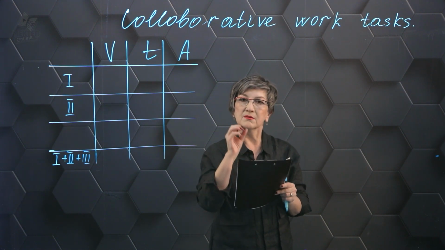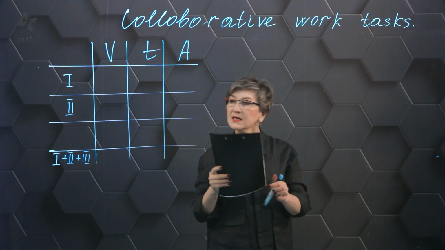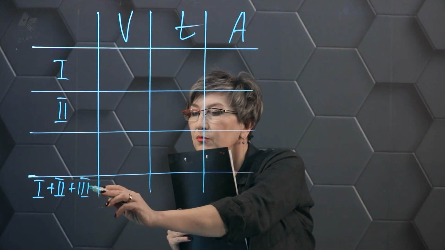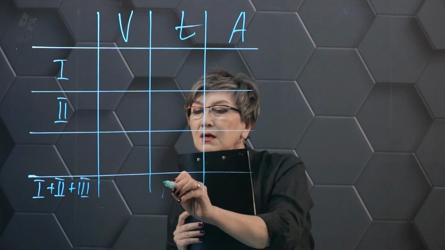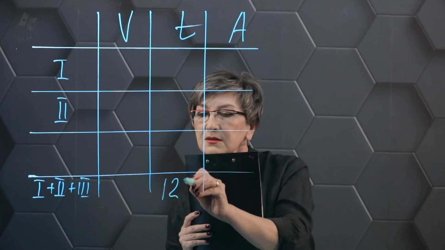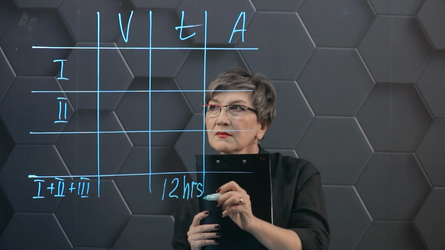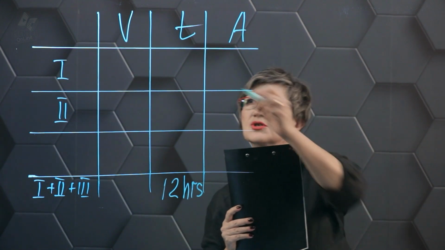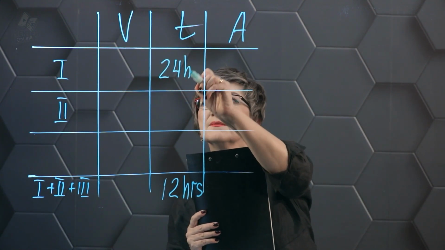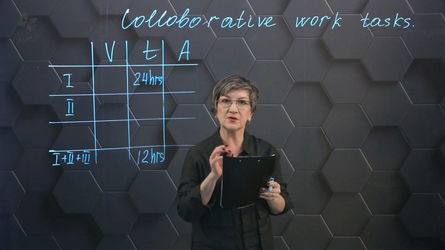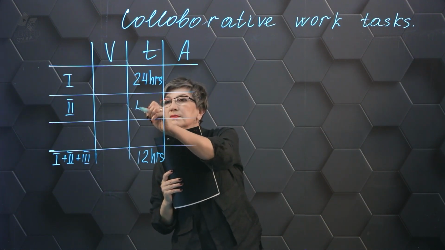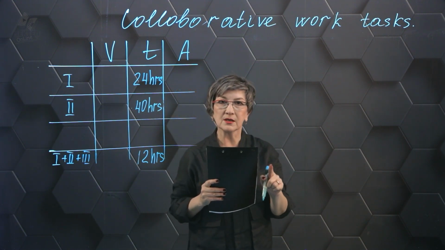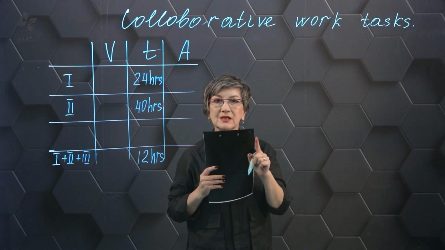3 workers did the work in 12 hours. I have written down the first worker plus the second worker plus the third worker and record the work time of 12 hours. The first worker can do this work in 24 hours. The second worker can do this work in 40 hours. In how many hours can the third worker do this job if he works alone?